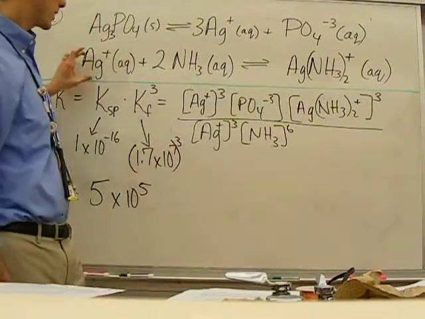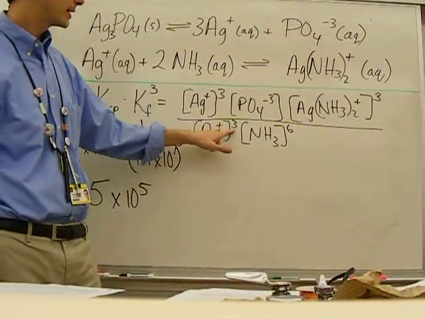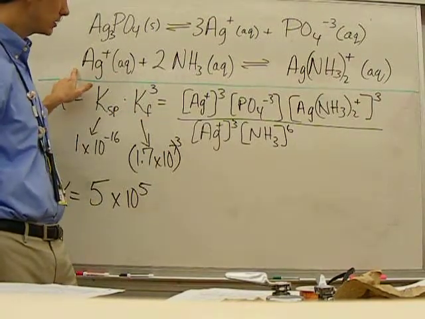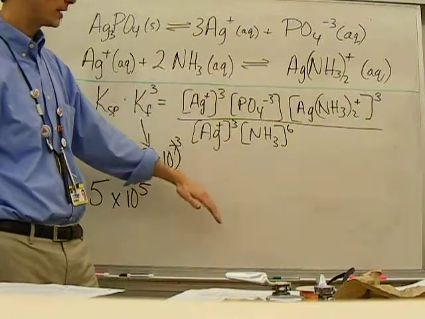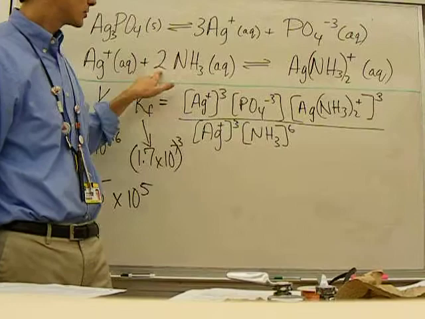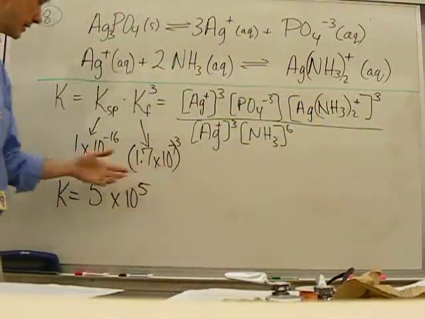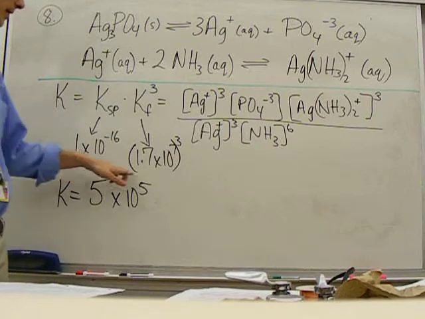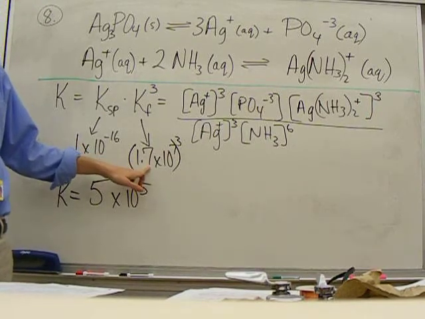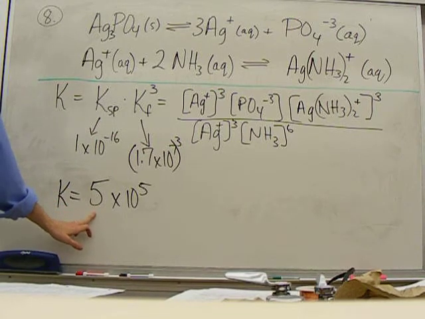So what we do is we end up cubing everything in this expression. We take our silver, that gets cubed. There's no coefficient here; we're putting it here so it matches this, and this is going to fall out. The ammonia, there's a 2, now it's a 6, and over here, now it's a 3. All right, that's easy. KSP value, 1 times 10 to the negative 16th. This one's given to you. KF value, 1.7 times 10 to the 7th. That's cubed. Overall, you get a K value of 5 times 10 to the 5th.